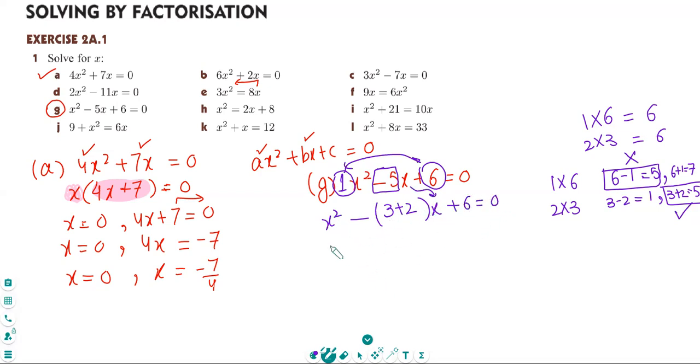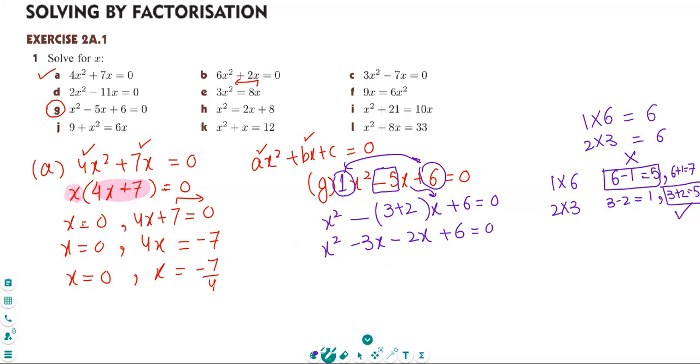Okay, now you can expand it. x square, minus 3 into x is -3x. Similarly, minus into plus, minus 2 into x is -2x, +6 is equal to 0. Now we have 4 terms. Basically, we have broken this -5x into 2 terms, -3x and -2x, right? The first term x squared as it is, and the third term 6 as it is.